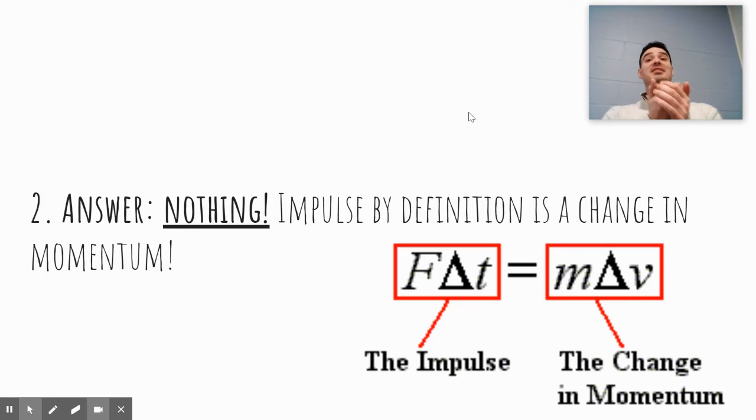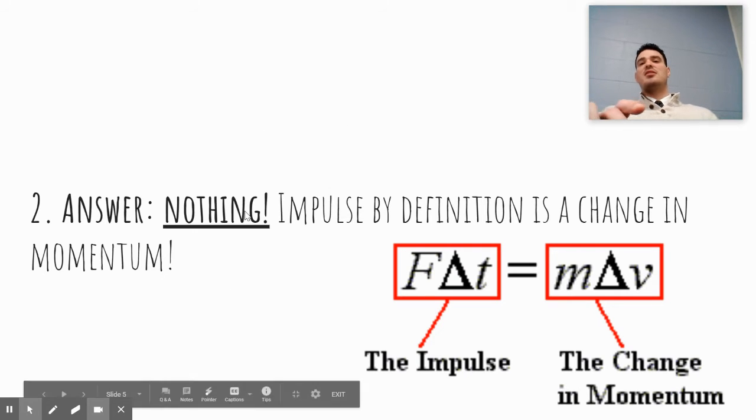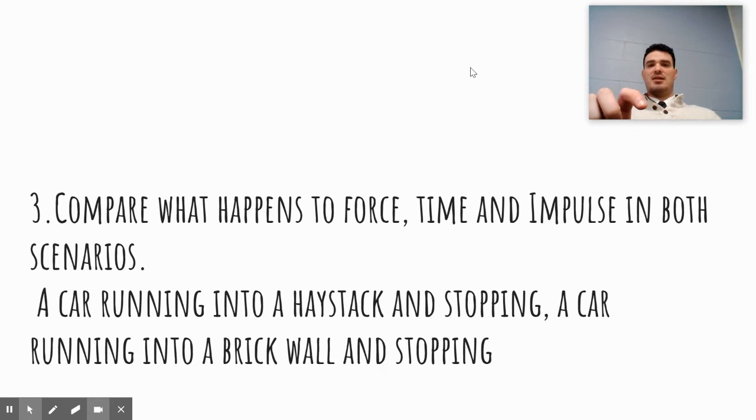Remember, impulse, by definition, is just a change in momentum. When we talk about impulse, we're talking about how an object's momentum changes. So therefore, this one where it says, what is the change in momentum? What is her impulse? They're the exact same question, the exact same thing, because impulse means change in momentum. So that is not any different.